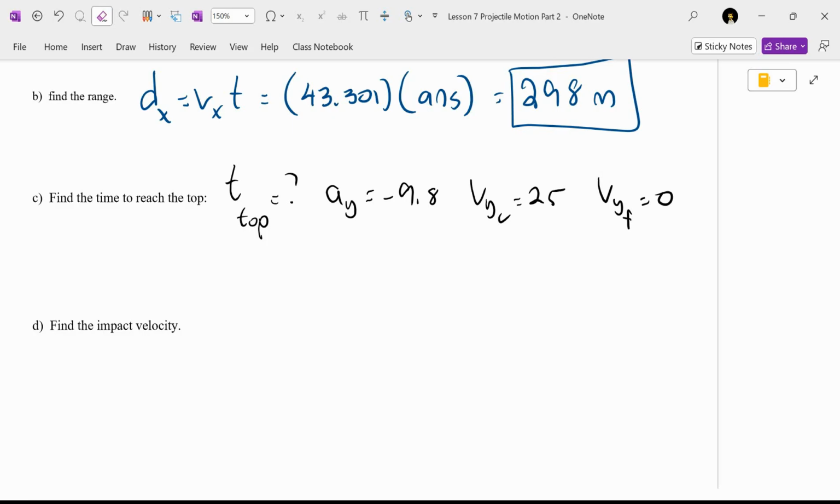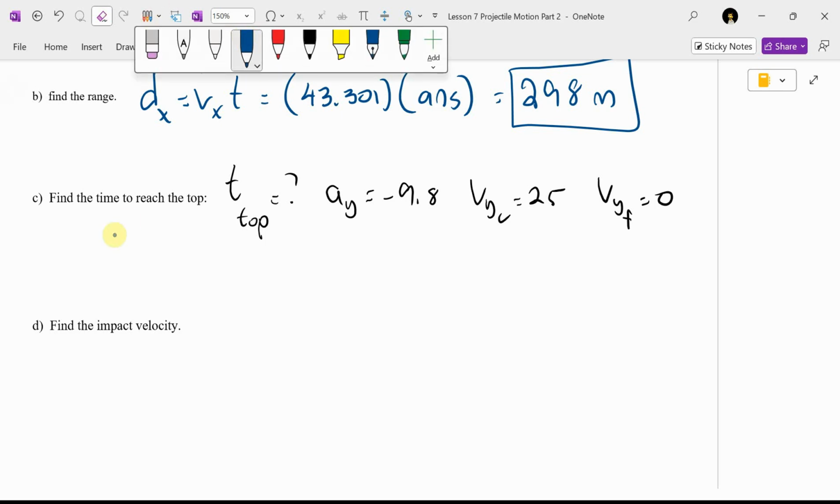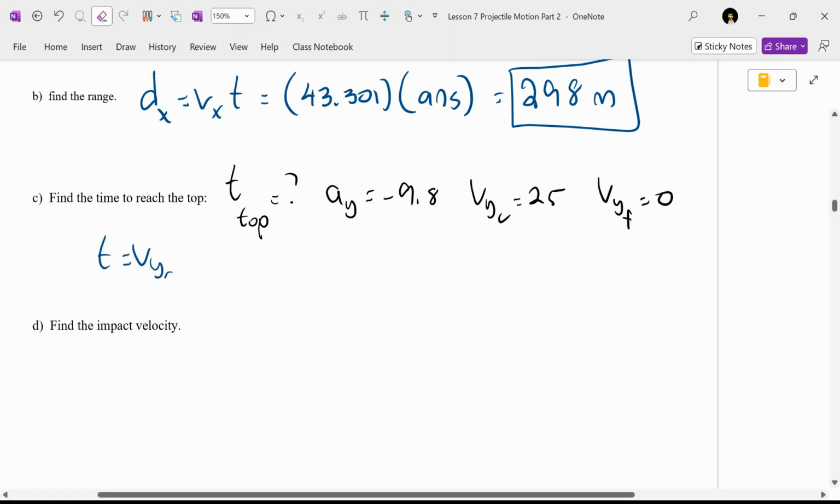Get the T by itself, please. It's going to be T equals Vy final minus Vy initial, over A. So that's not too bad. In fact, you didn't even need to do a quadratic for this one. I might ask you to find the range for 5 marks, and this might be a little 2-mark bonus or part 2 or something like that.